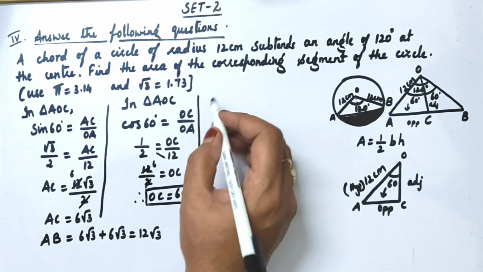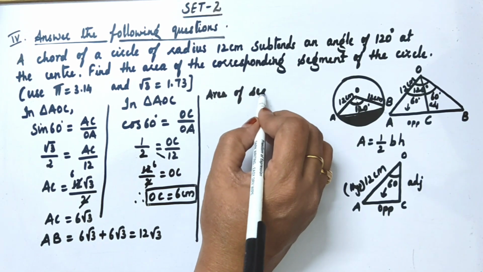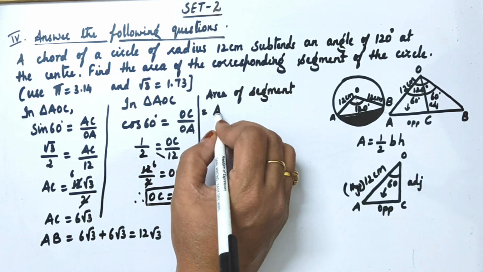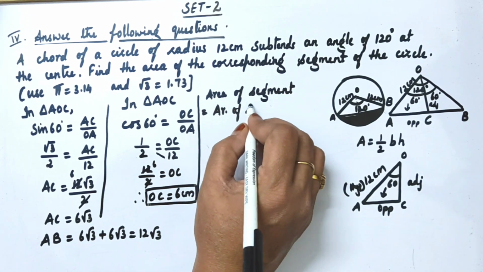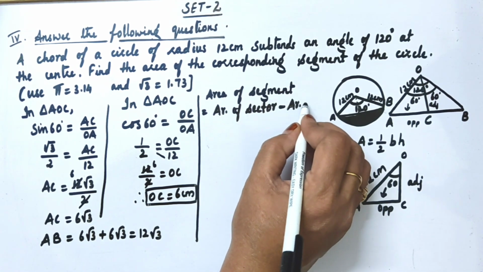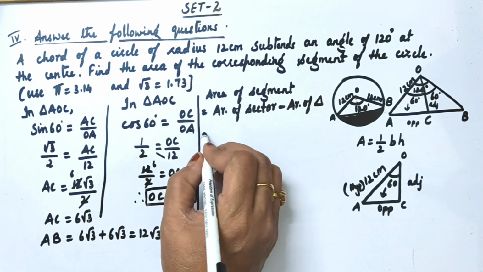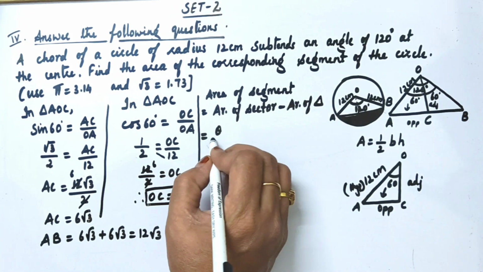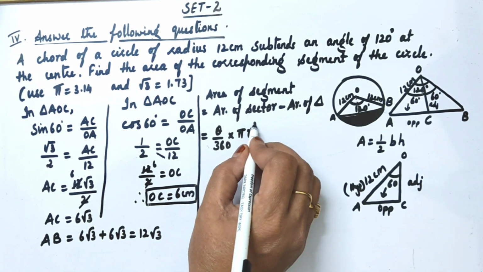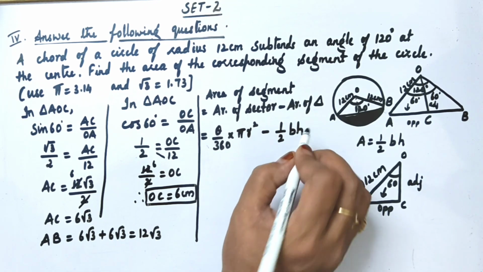Area of segment equals area of sector minus area of triangle AOB. Now the area of sector formula is theta upon 360 into pi r square, minus area of triangle, which is half into base into height, students.